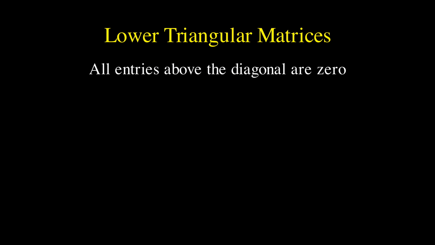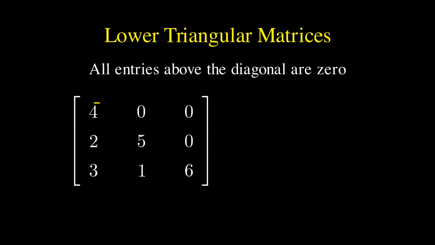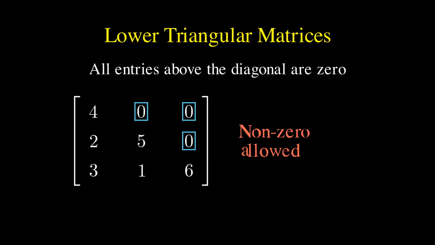Now, a lower triangular matrix is the opposite. All entries above the main diagonal are zero, like the one depicted here. Here, the lower triangle and the diagonal can have any values, but the upper triangle must be zero.